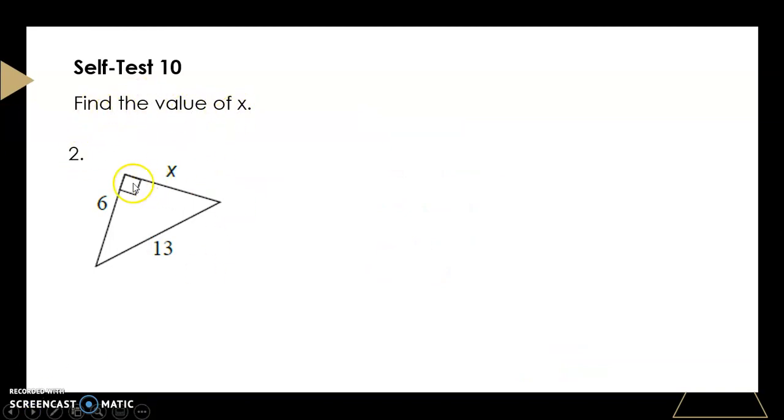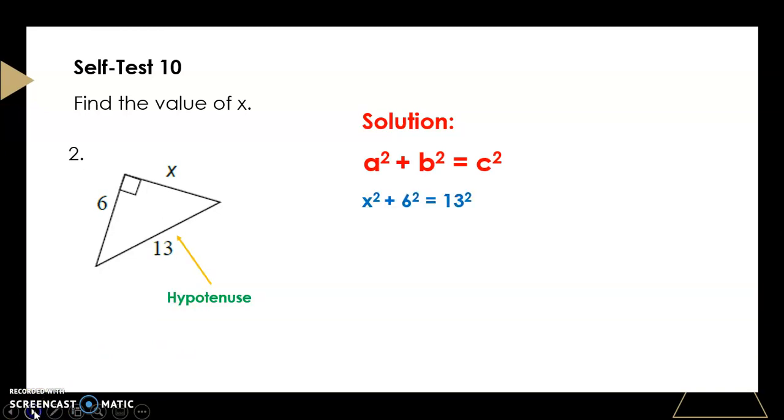Find the value of x. So here is x. All right, where is the hypotenuse? Okay, look here. So the longest side, and it's the opposite of the 90 degrees. So that would be the hypotenuse. So when I substitute inside the Pythagoras theorem, A squared plus B squared equivalent to C squared, here is going to be your A, and here 6 is going to be the B, and C, which is the hypotenuse, is going to be 13.